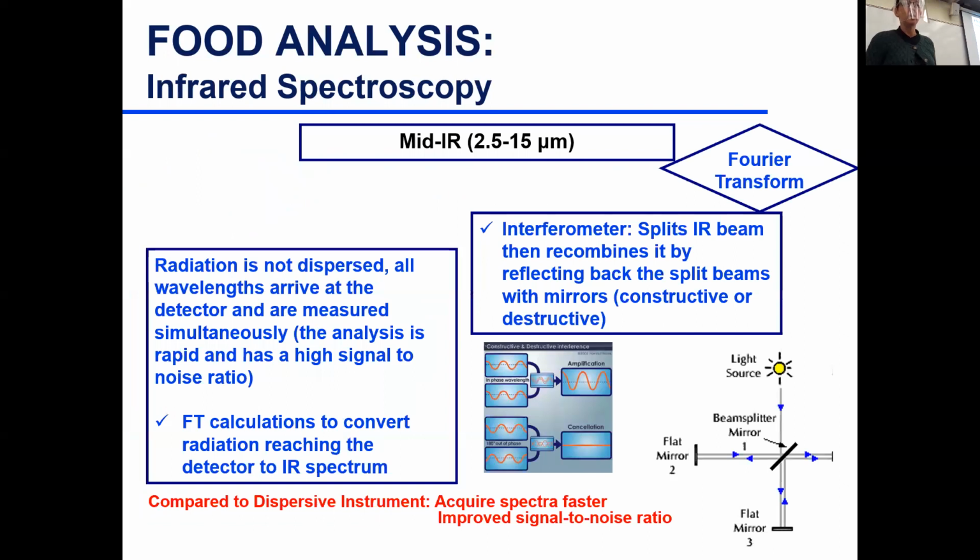What is in there? In FTIR, radiation is not dispersed. So all the radiation gets projected to the sample. And then the compounds within the sample and the functional groups within these compounds absorb the IR radiation. And then the transmitted light reaches the detector. And you use mathematical calculations, the Fourier transform calculation, to convert the radiation that the detector receives to spectra.